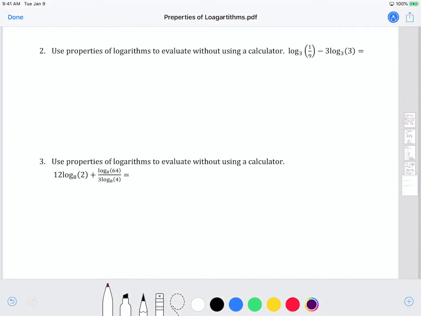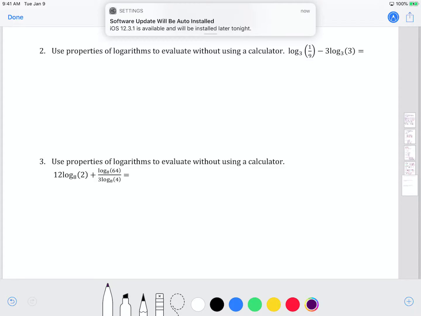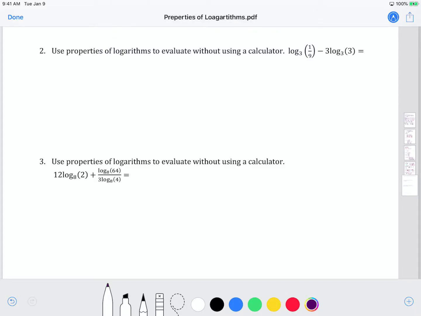Okay, example 2, it says use the properties of logarithms to evaluate without using a calculator. So without using a calculator, we just have to be comfortable with our exponent rules and our math facts. And so what I'm going to do is look at this and try to decide what that exponent would be. Remember, logarithms are exponents.